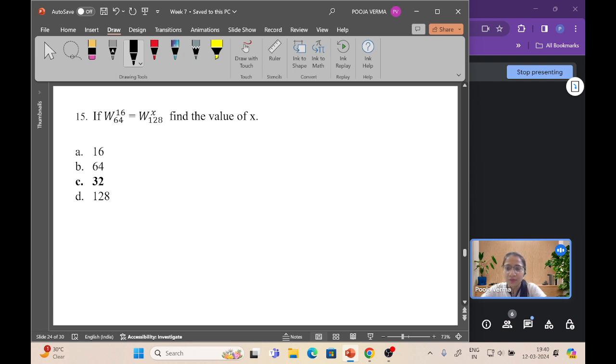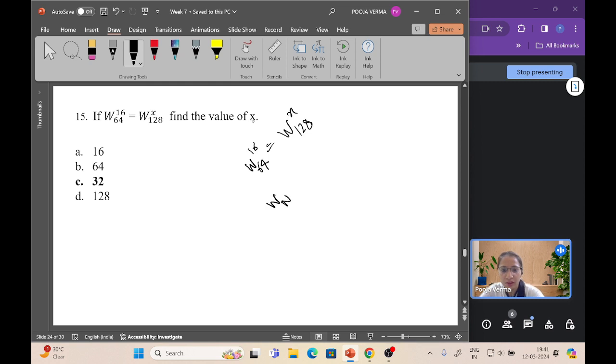So the next question is, if W64 to the power 16 is equal to W128 to the power x, find out the value of x. So what will be the value of x? Options are A 16, option B is 64, option C is 32, and option D is 128. So let's see how we can solve this question. It is given that W64 16 is equal to W128 x, right?